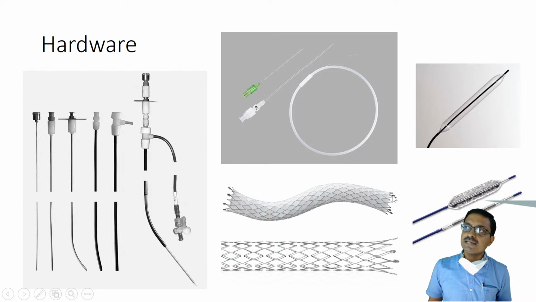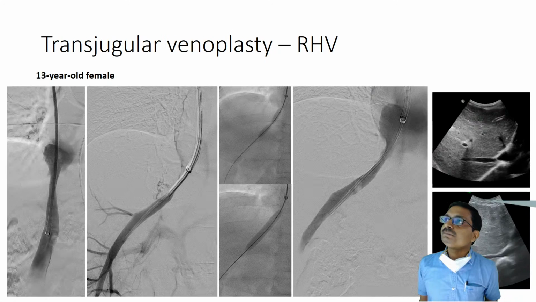And then this is the stent graft. This is a covered stent which is used for TIPS. This is a self-expandable metallic stent. And then this is a balloon mounted stent, which again is what we most commonly use for hepatic vein stenting. And then we have this balloon catheter, which is used for venoplasty. So let me show you some examples.